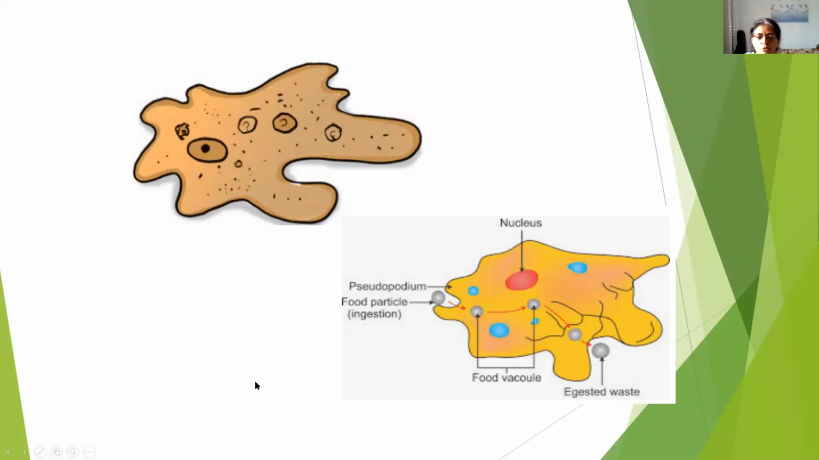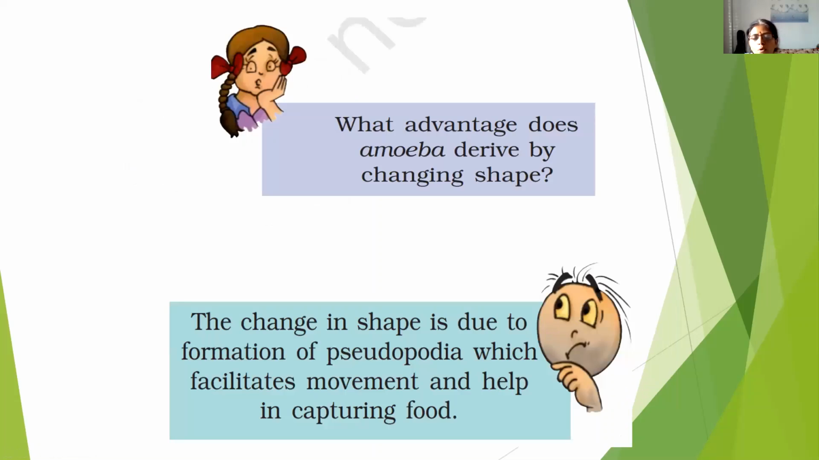So this is the function of pseudopodia. What is the function of pseudopodia? For movement and feeding. And what advantages does amoeba derive by changing shape? The change in shape is due to the formation of pseudopodia, by which the amoeba can move and capture its food. So the question will come: what is the function of pseudopodia, or what advantage does amoeba derive by changing shape? How does amoeba change shape? The change in shape is due to the formation of pseudopodia, which helps in movement and in capturing food.